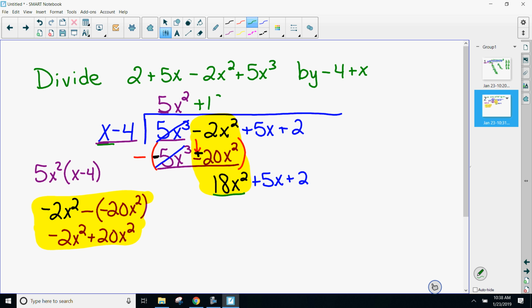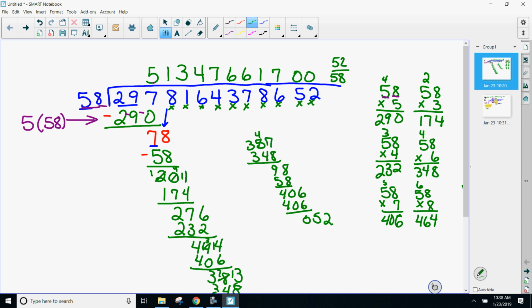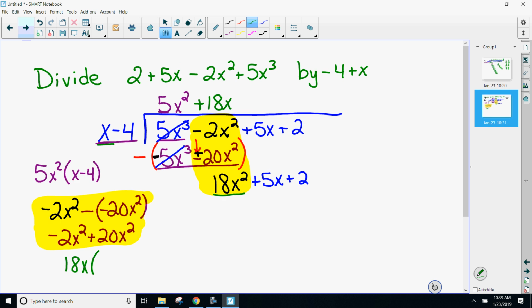You take it times 18x. But what do you have to put there? You got to make sure that you take 18x times this value here. That's what I did before. I took 1 times 58. I'd take 3 times 58. You multiply these two together to get what goes underneath. So I got to do the same thing here. I have to take 18x times this value of x minus 4. What do you get when you multiply that? You get 18x squared minus 17x.